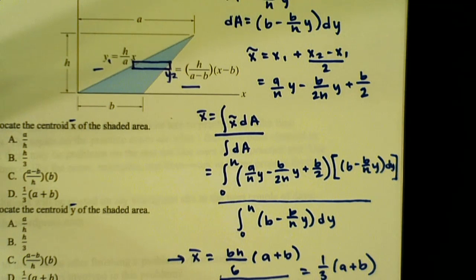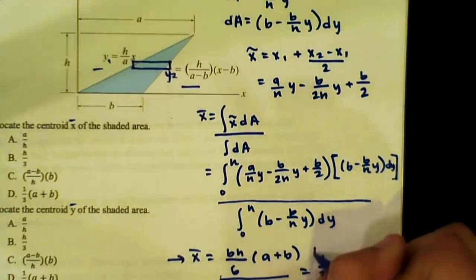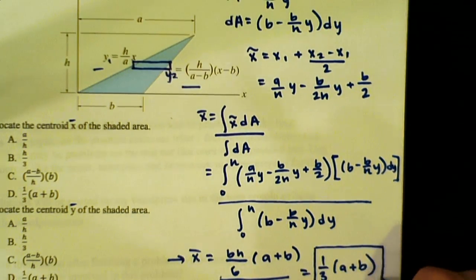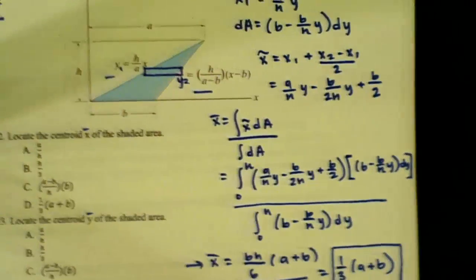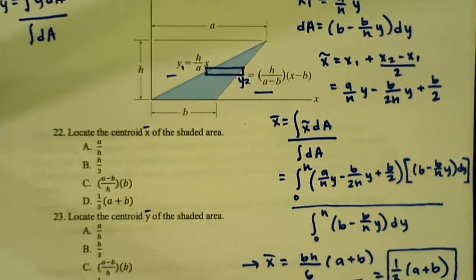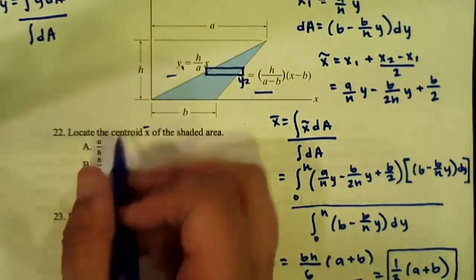So you kind of have to find the center of that and then account for its displacement. So we found that our x bar is equal to 1/3 (a plus b). So if we look over at our answer choices, we see that our answer is going to be D.